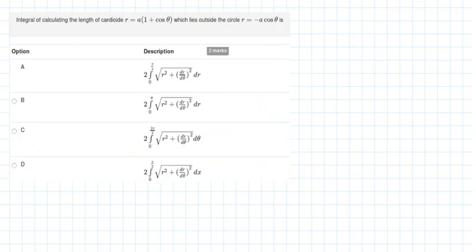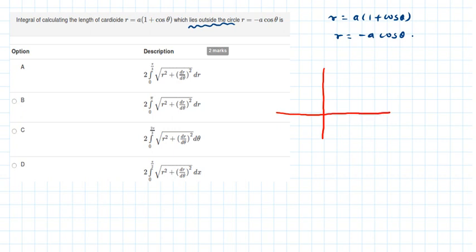Next question. The integral for calculating the length of the cardioid. We'll write the cardioid first: r equal to a into 1 plus cos theta, which lies outside the circle. The equation of the circle is given, r equal to minus a cos theta. Now we know this is a very standard cardioid. The cardioid will be like this, and the circle is given r equal to minus a cos theta.